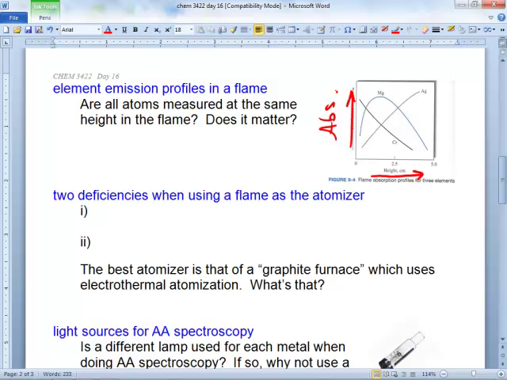Why would these curves be different? Like, look at, John, look at chromium. You want to be where to measure chromium?